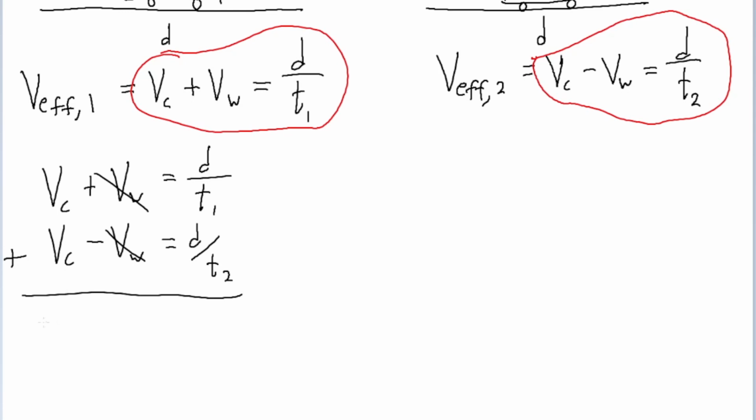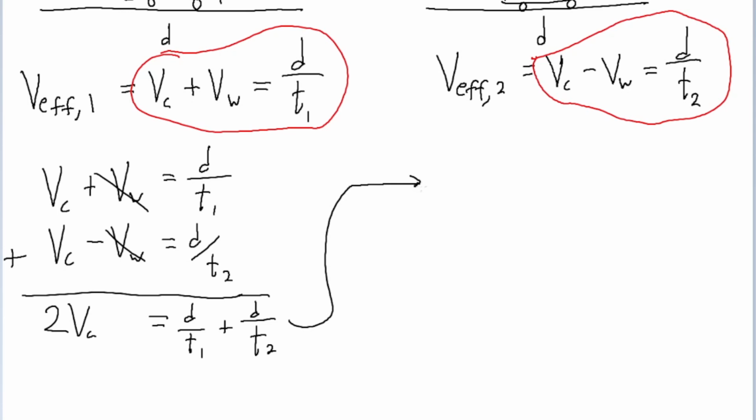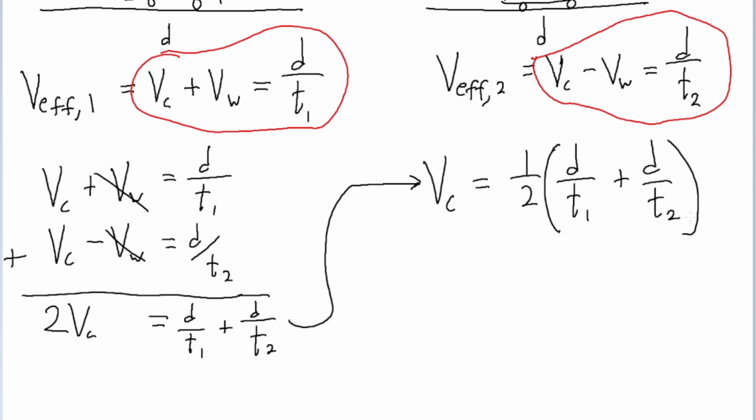V sub c plus v sub c is equal to 2 v sub c. And then d over t sub 1 plus d over t sub 2. There's no way to simplify that right now. So to solve for the car's windless speed, v sub c, we can just divide both sides of the equation by 2. So we find that v sub c is equal to 1/2, because we're dividing by 2, of d over t sub 1 plus d over t sub 2.